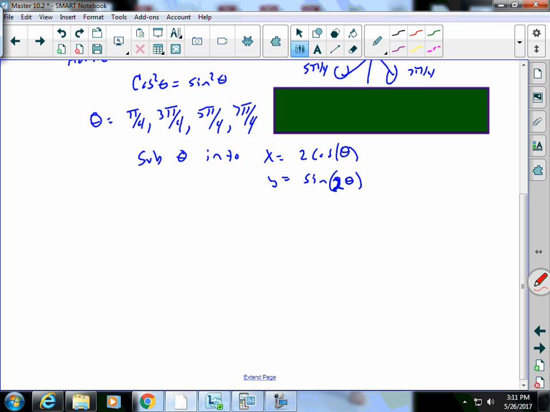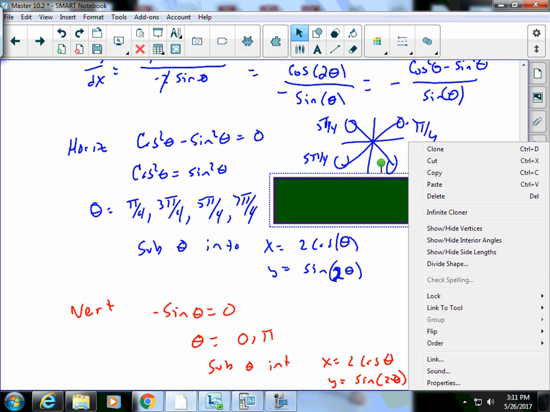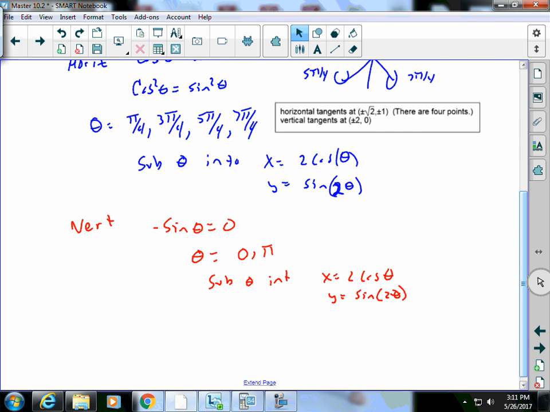Where is it vertical? Vertical when minus sine theta equals 0. Well, sine theta equals 0 at 0, pi, and we're going to say 2 pi if we want. And again, sub theta into x equals 2 cosine theta, y equals sine 2 theta. And that will give you the points. And here are the points that you should get. All right, those are all the points. Again, that's a nice exercise for you to do on your own.